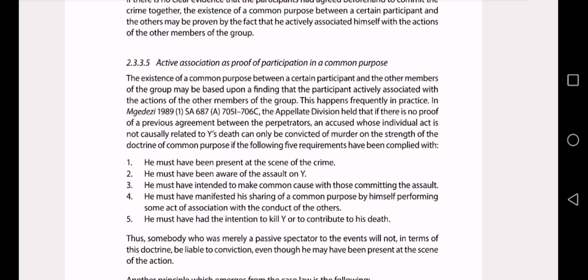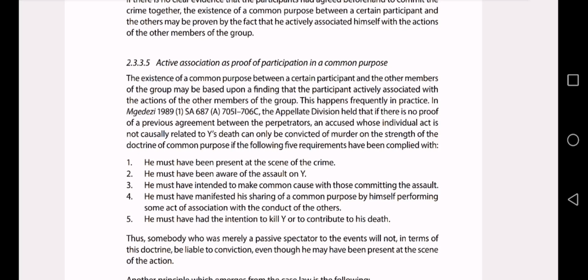Thus, somebody who was merely a passive spectator to the event will not, in terms of this doctrine, be liable to conviction even though he may have been present at the scene of the action.